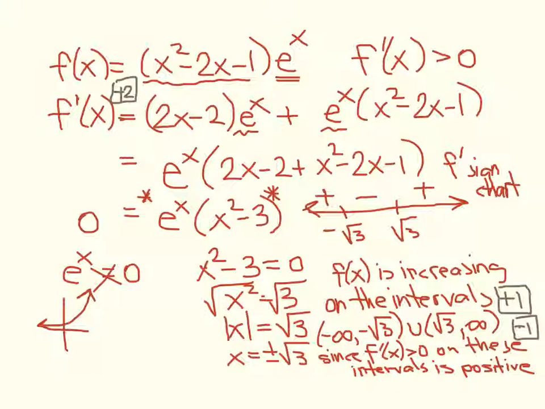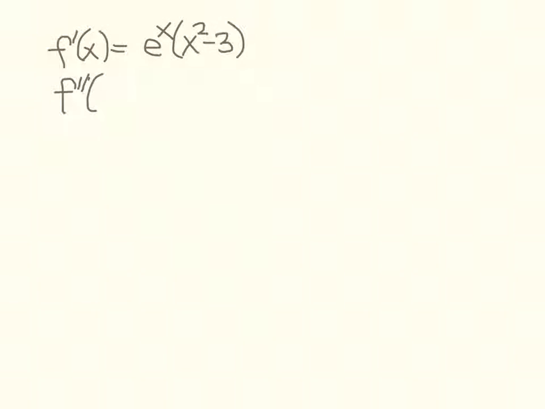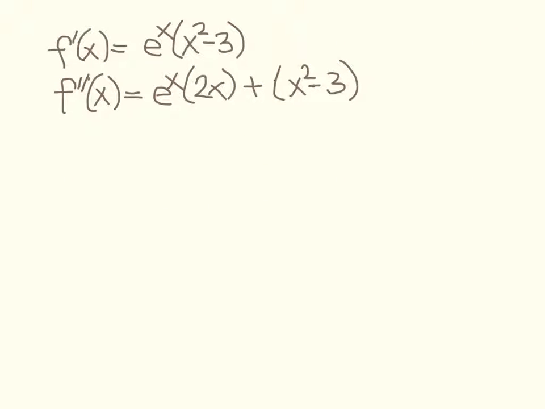Okay, now look at the concavity. So we just figured out that the derivative of f of x was e to the x times x squared minus 3. So to find concavity, we always look at the second derivative. So again, it's product rule. So first term stays the same. Derivative of the second is 2x plus second term stays the same. Derivative of the first is e to the x.